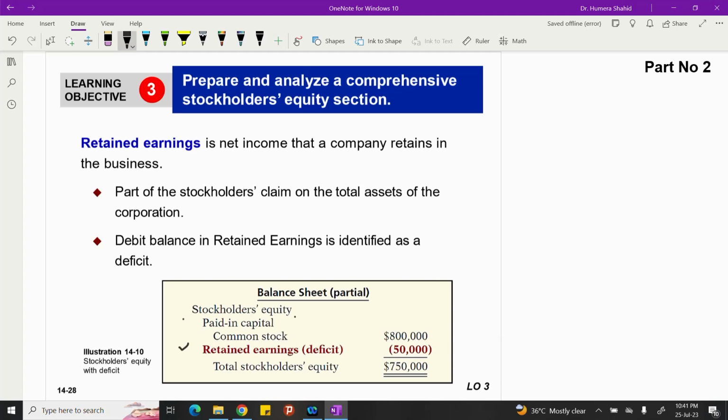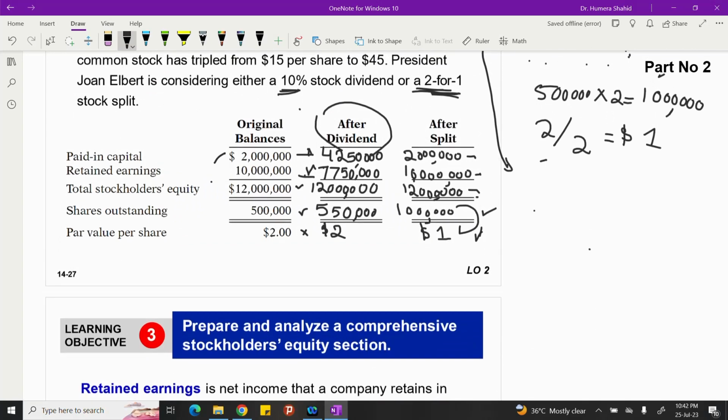So usually the retained earnings has a normal balance of credit. But if you find the debit balance of retained earnings, it means that the company's performance is in trouble. Company has a deficit. That's why the retained earnings are debit. So retained earning is the net income that a company retains in the business. It is a part of stockholders' equity section because it is a claim of the stockholders on the total assets of the company. Debit balance in the retained earning is identified as a deficit because the normal balance of retained earning is credit. If you see over here, normally in stockholders' equity section, just now you did with me, retained earning is added. But if it is deficit, we have to deduct it.